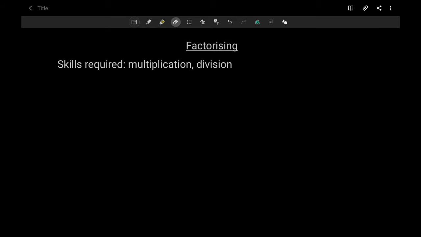In this lesson, you're going to learn how to factorize. The requirement for this lesson is that you know how to multiply and divide. To understand how factorizing works, let's start with an example.